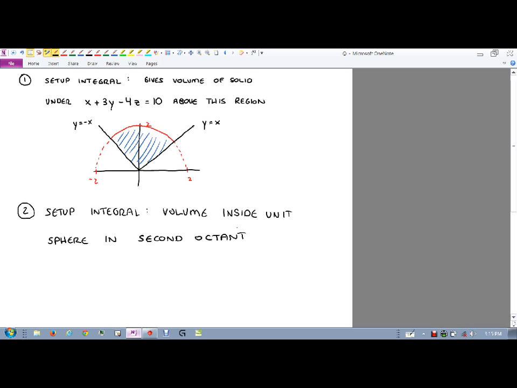The next one, you're supposed to set up an integral that gives you the volume inside the unit sphere in the second octant. What is the volume? I want the integral. And don't evaluate it, just set it up. That'll be it. We'll just do that.